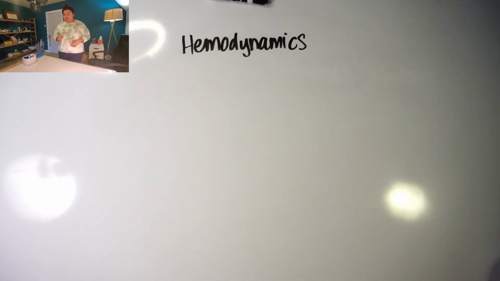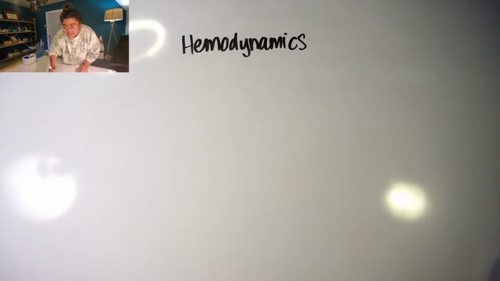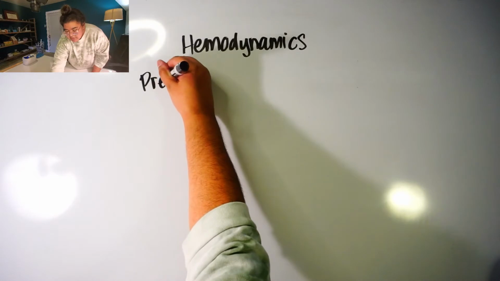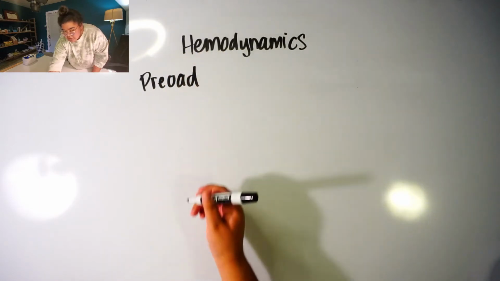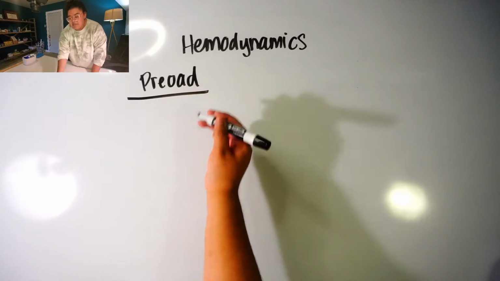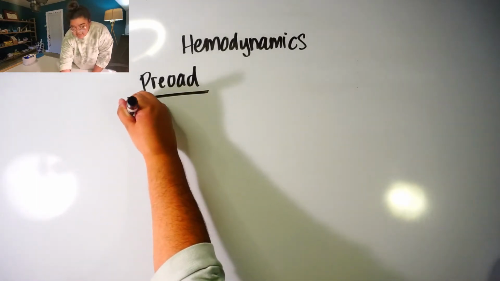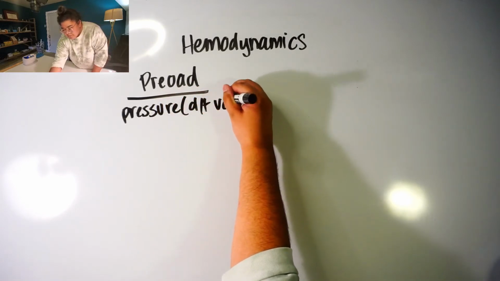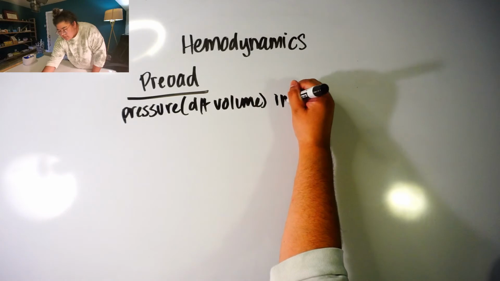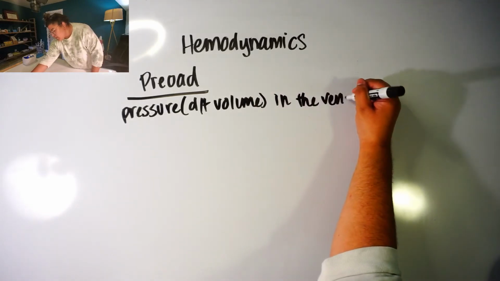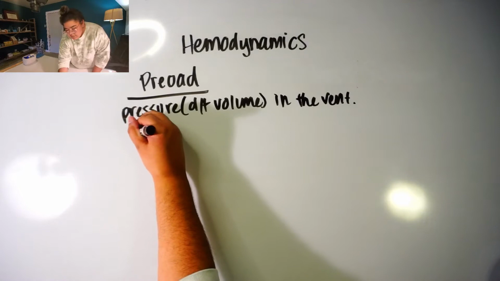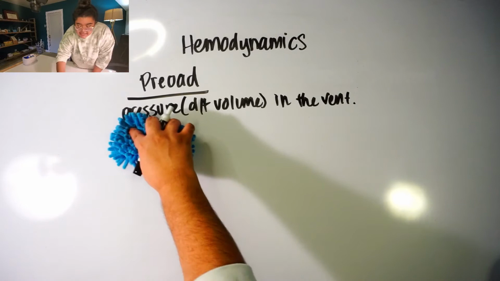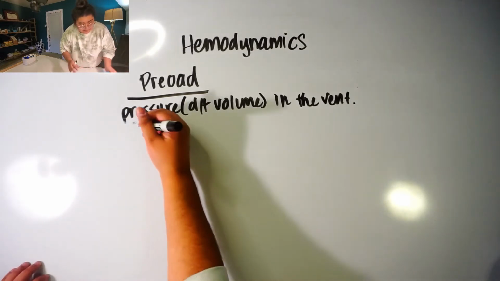Okay, so let's start talking about the 3 pillars of hemodynamics, which are preload, contractility, and afterload. So the first one we're going to talk about is preload. So preload is the pressure due to volume in the ventricles at the end of diastole.